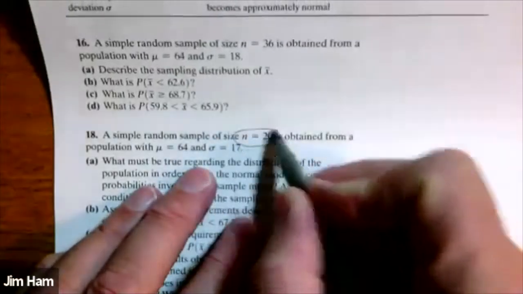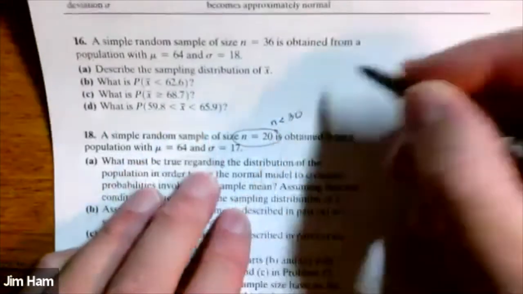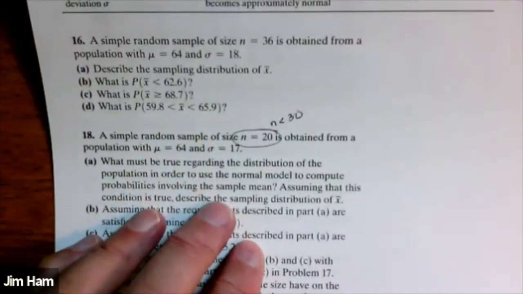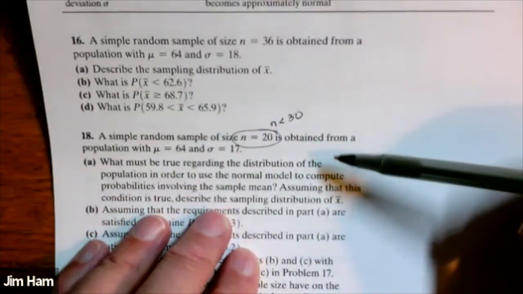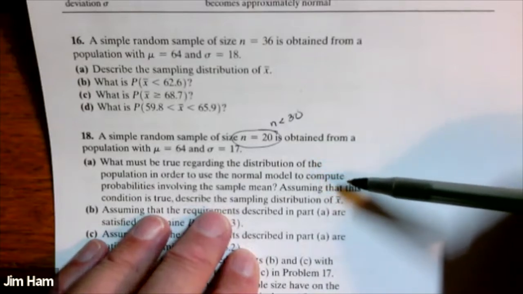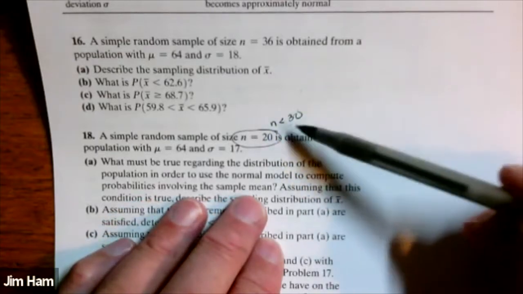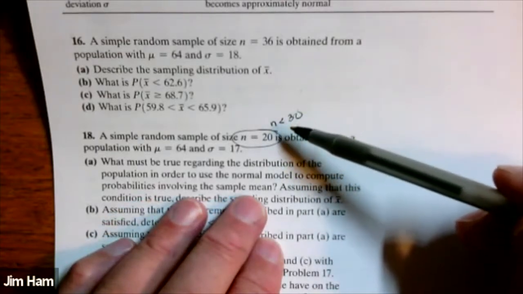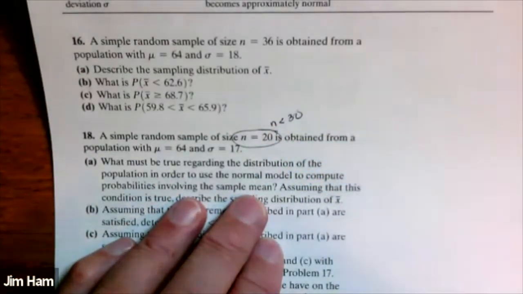All right, first of all, we have n is equal to 20. And n is equal to 20, that's less than 30. So we can't be guaranteed that we have a normal sampling distribution. Okay, so part A, what must be true regarding the distribution of the population in order to use a normal model to compute probabilities involving the sample mean? Okay, if we have a small, less than 30 sample size, then in order to use our normal calculations, we must have that the original population is approximately normal.